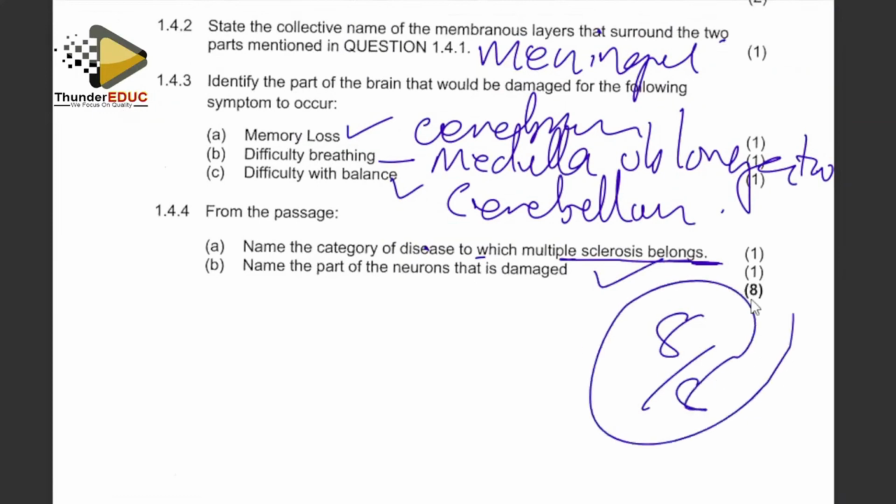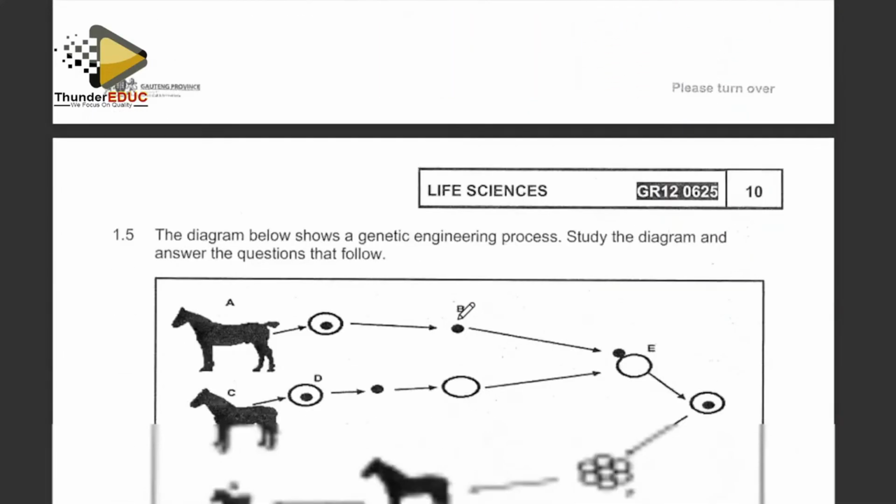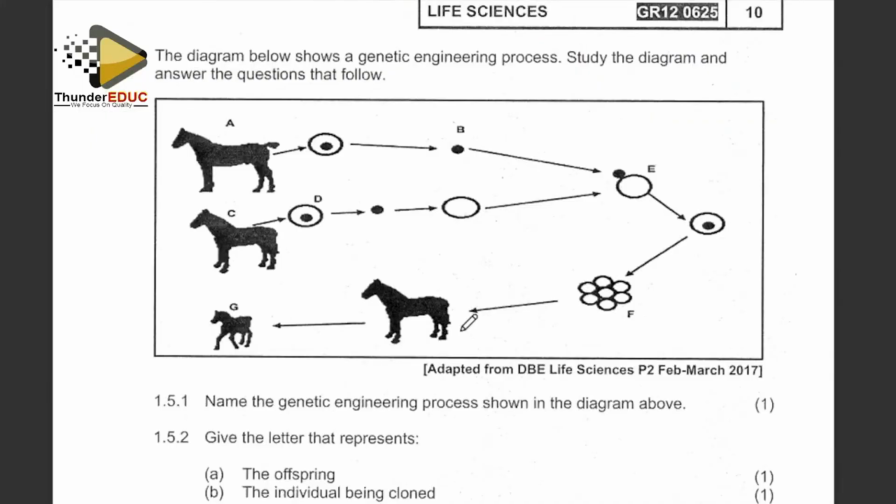8 out of 8. You see, this paper was a little bit easier, but it had too much reading, and some people don't want to read. Anyway, let's go to question 1.5 and then we smash it. Yes, you remember Sunday Duke, at Sunday Duke we smash. We do what?